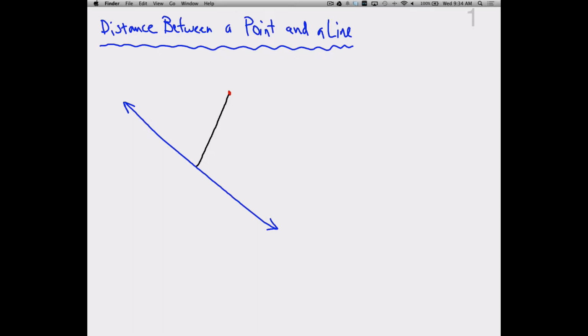Because it's the least amount of distance to get there. Beautiful. Shortest distance. You sure? Yeah. How would I know that's the shortest distance?